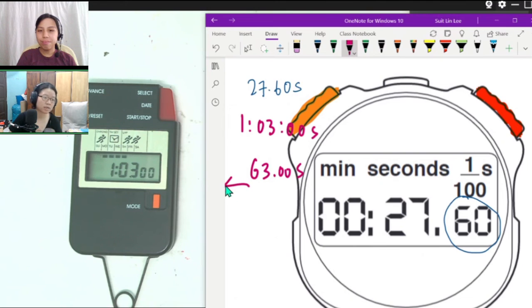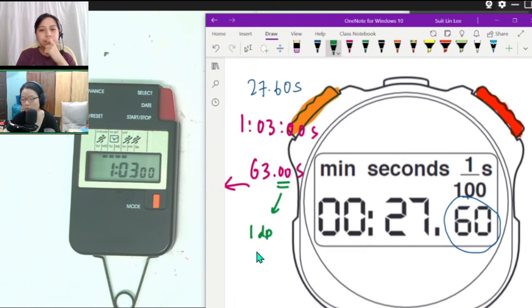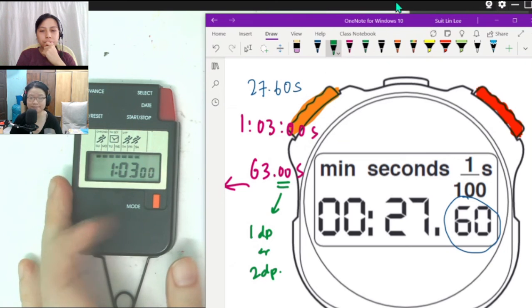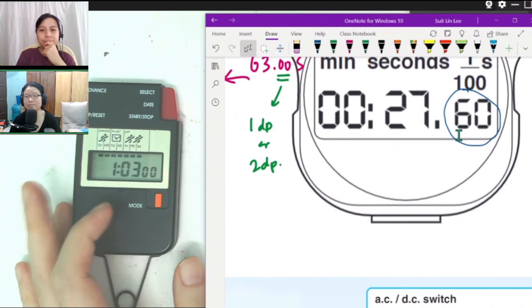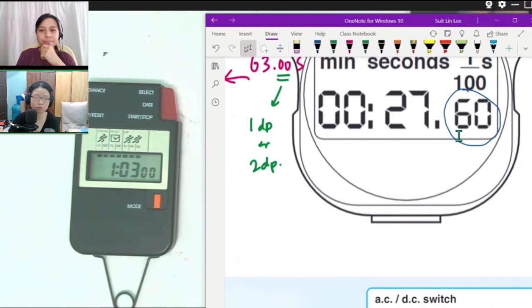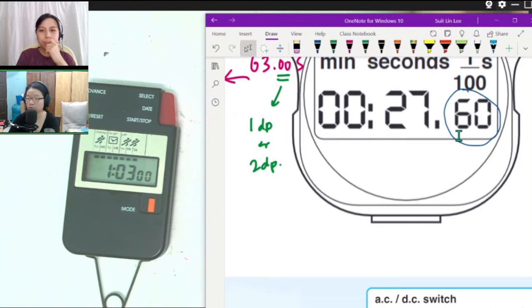This stopwatch reading here. Okay, so a second issue about stopwatch is that 1 dp is allowed or 2 dp. Generally, I prefer 1 dp because your human reaction time is 1 decimal point. But Cambridge will also allow 2 decimal point because all your stopwatches are in 2 decimal point.